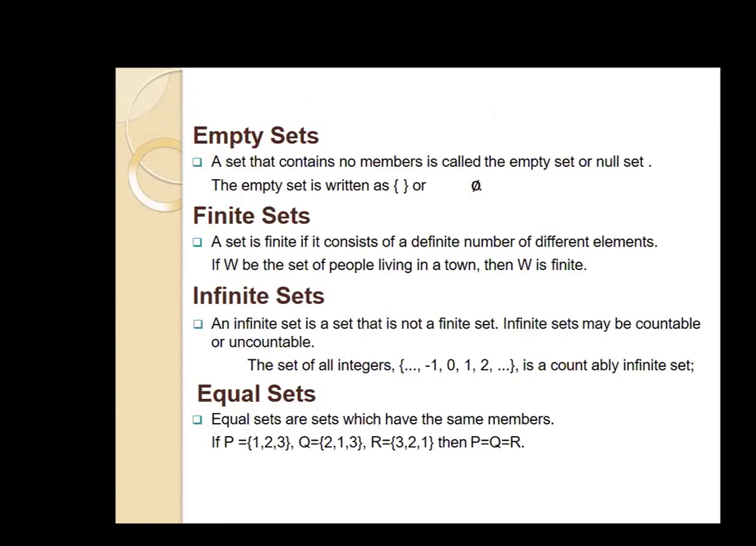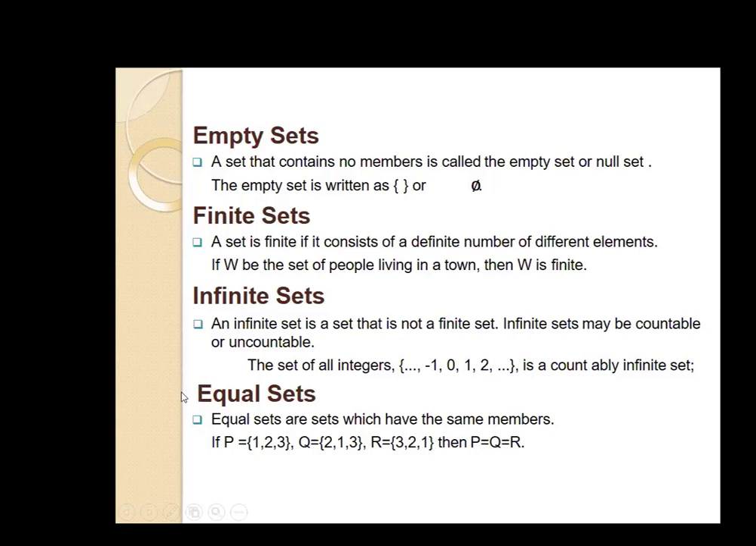As the name suggests, empty means there is nothing inside the set. A set that contains no member is called the empty set or null set. It is written like this, curly brackets and nothing in between these curly brackets, or it is denoted by this symbol. So an empty set is a set with no element or no object between the curly brackets.